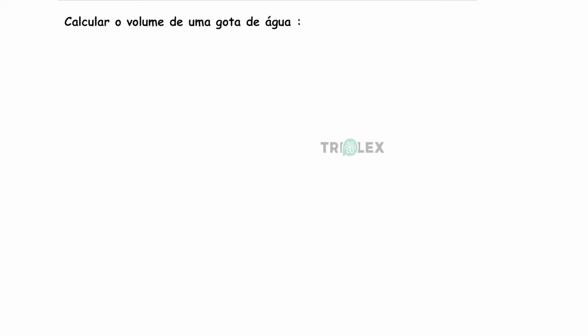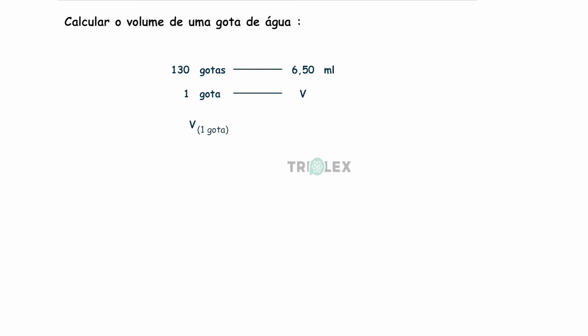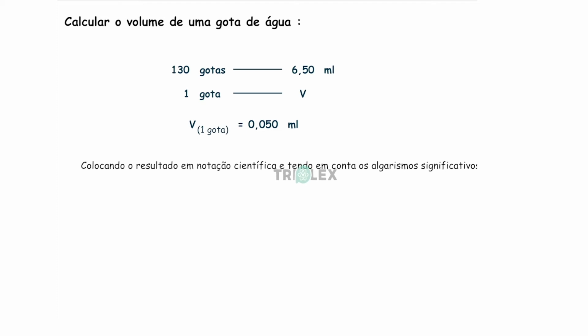Now that we have all the data we need, let's calculate the volume of a drop of water. If the volume of 130 drops is 6.5 milliliters, then the volume of the single drop is equivalent to the division quotient between 6.5 and 130, that is to say 0.05 milliliters. Presenting the result with the correct number of significant digits, we have that the volume of the single drop is 5.00 times 10 to the power of minus 2 milliliters.